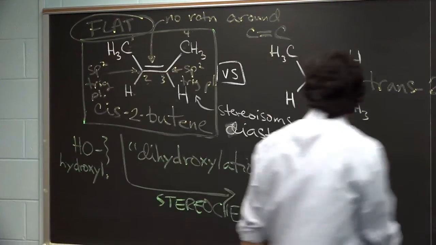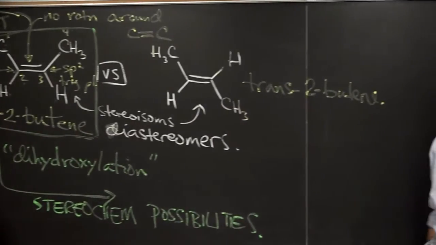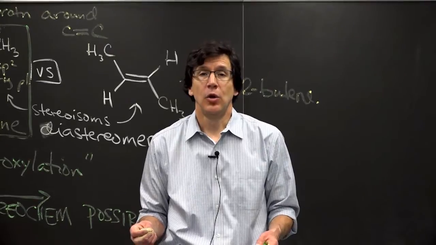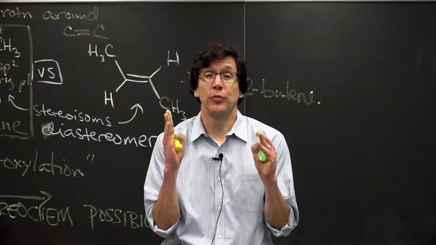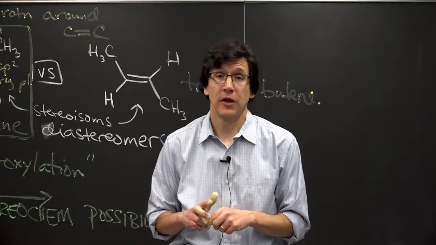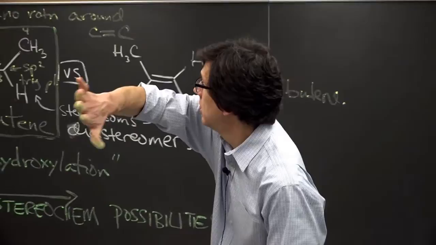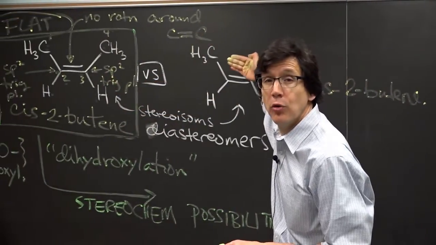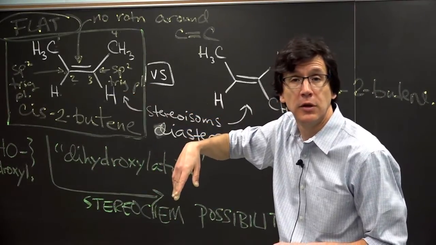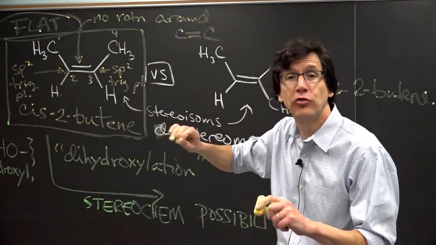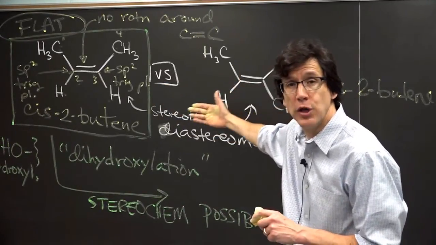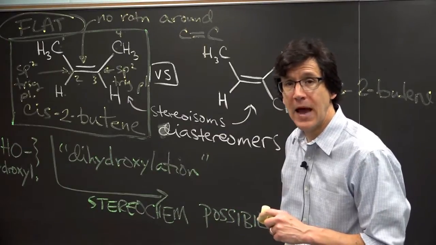Well, let's just take this systematically, right? I can imagine 2 different pathways. In one pathway, both OH groups would be added from the same face of the alkene. So in other words, both OH groups could come from the front of the board, or both OH groups could come from the back of the board. So let's start with those 2 possibilities. Draw what you would get if both OH groups come from the front. Draw what you would get if both OH groups come from the back.